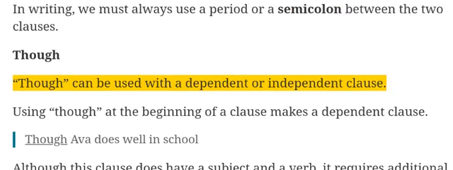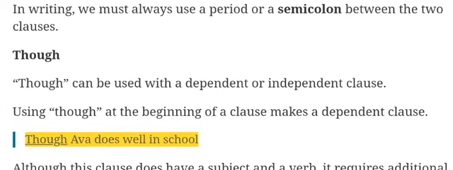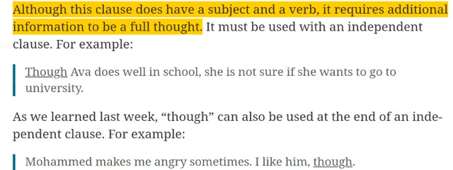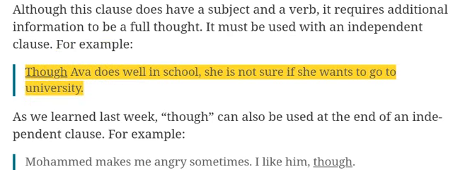Though can be used with a dependent or independent clause. Using though at the beginning of a clause makes a dependent clause. Though Ava does well in school. Although this clause does have a subject and a verb, it requires additional information to be a full thought. It must be used with an independent clause. For example, though Ava does well in school, she is not sure if she wants to go to university.